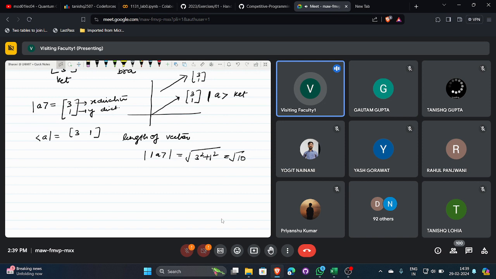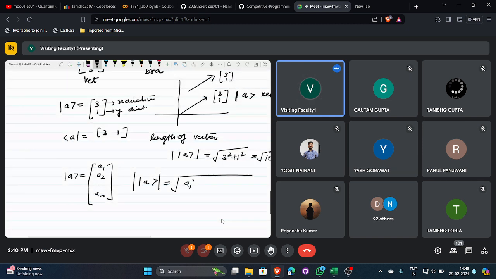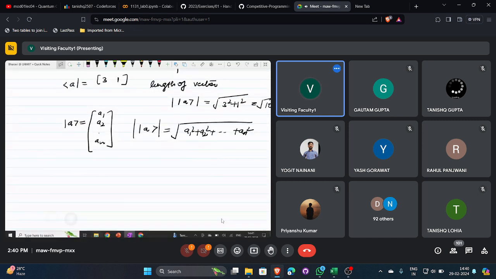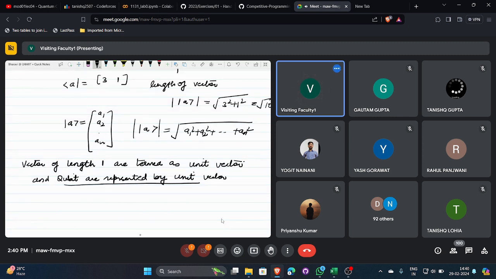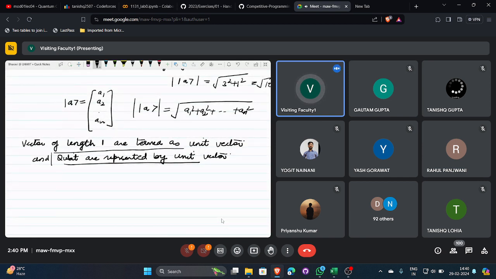So when you are representing in n dimensions, you might be writing the vector in ket form as this, and more generally, the length of this vector is this. Vectors of length 1 are termed as unit vectors, and qubits are represented by unit vectors. Okay, so this is the one thing that you need to remember.